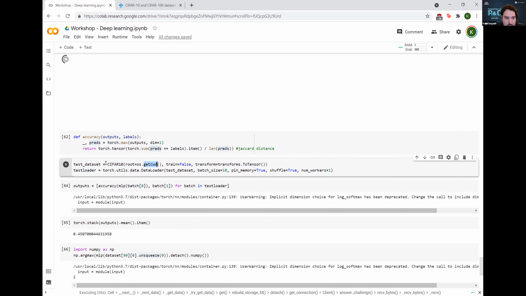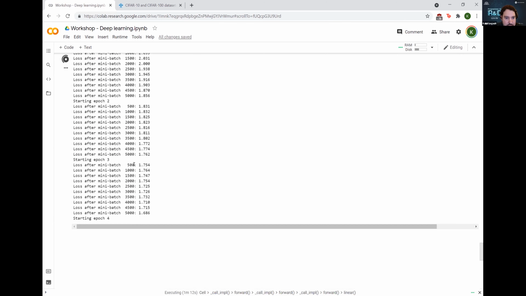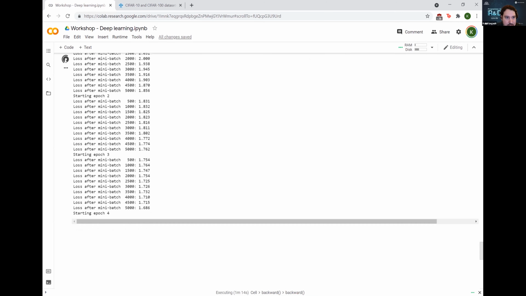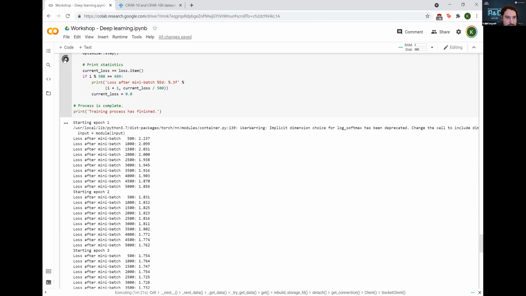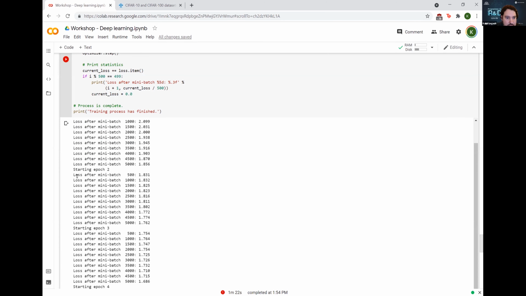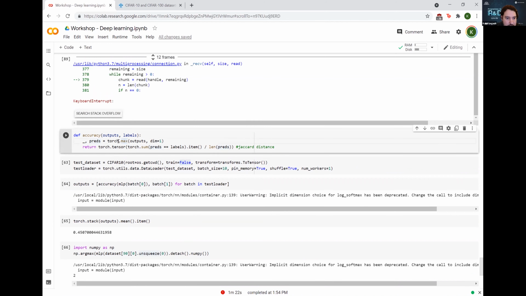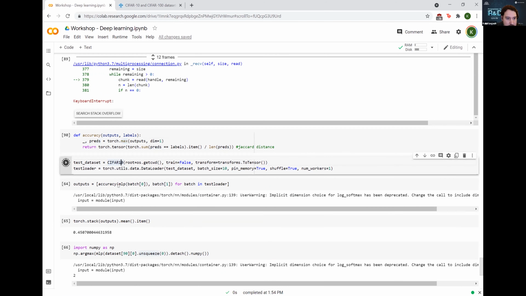So the CIFAR-10 from PyTorch also comes with a way of getting the train or test set. Before I was specifying train to true, now I'm going to specify false, which is going to give me the test data set. It's actually going to take a while, so I'm just going to stop it here because I don't want to wait too long. All right, so I should have trained a little bit. So we're going to define this.